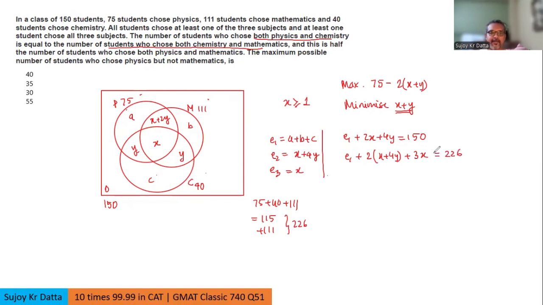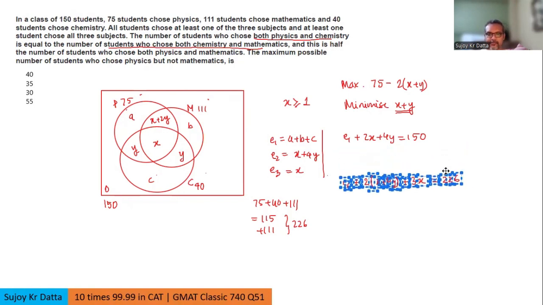So that simplifies to E1 plus, you have got 2x plus 3x, so 5x plus 8y is 226. Now, I don't really need the E1, right? So let's subtract these two. When I subtract, 5x minus 2x, we have 3x plus 4y is, you have got 76.